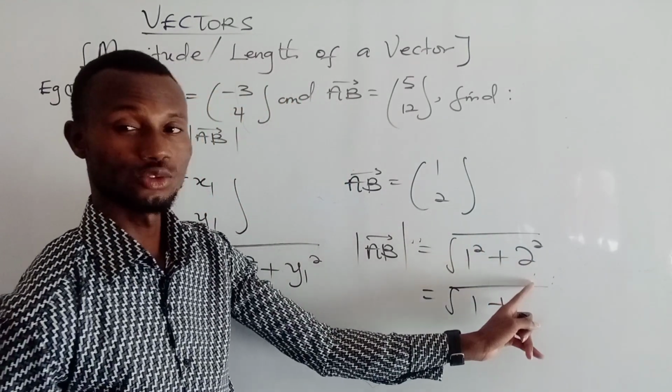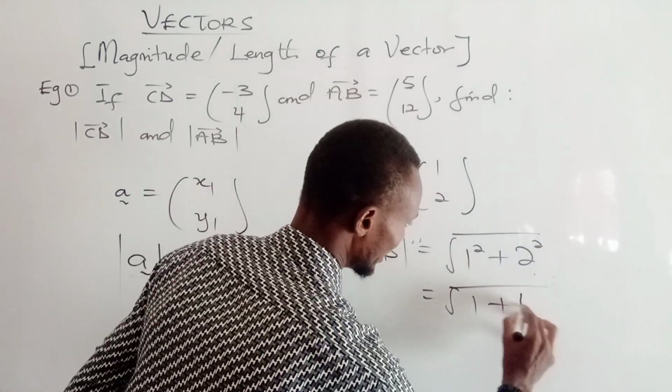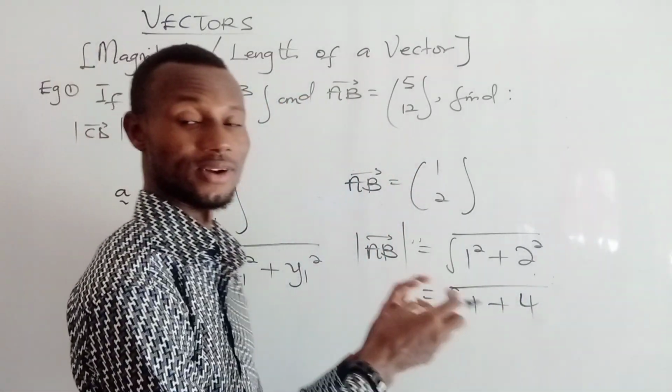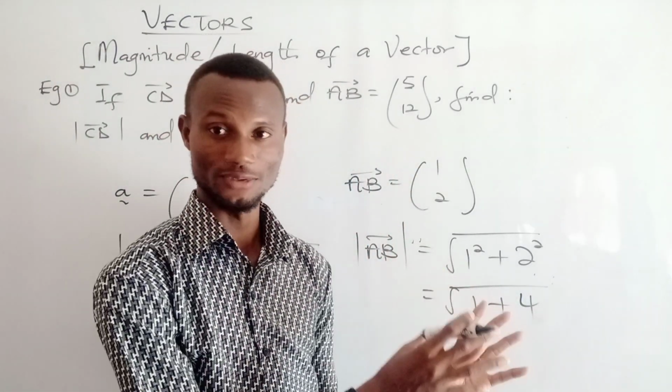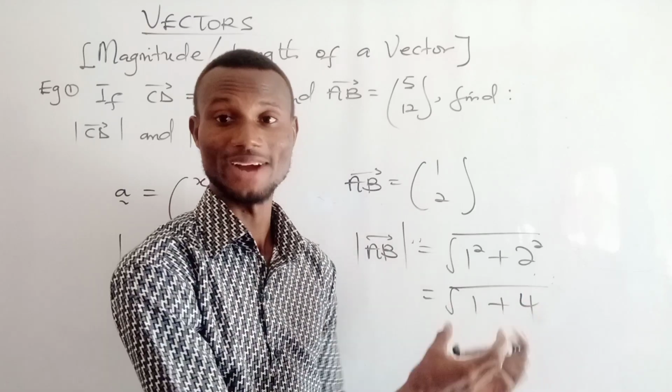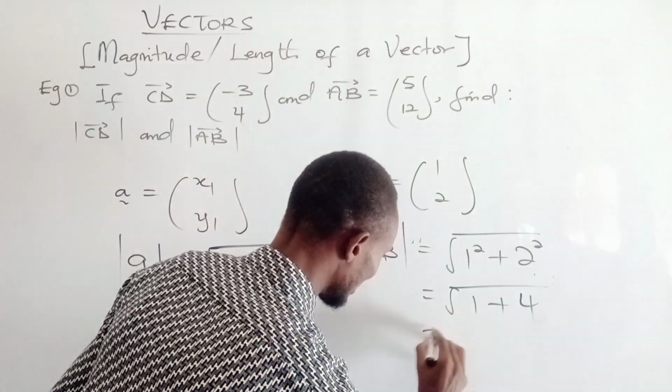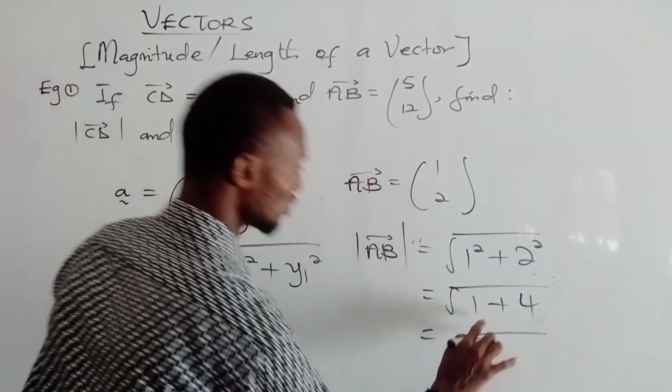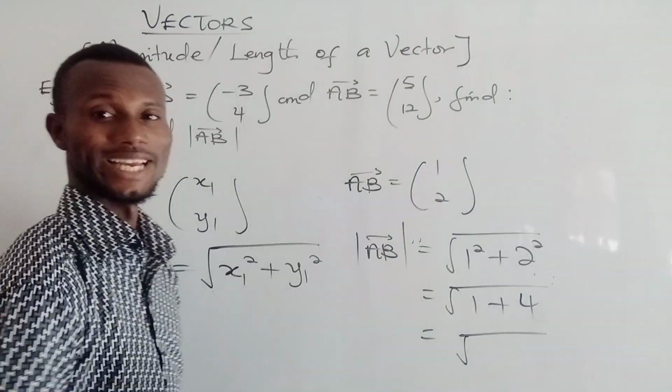Plus your 2 squared gives 4. Okay, so you need to simplify what is under the square root sign first. Then let's go ahead. You bring your square root. 1 plus 4 gives 5.